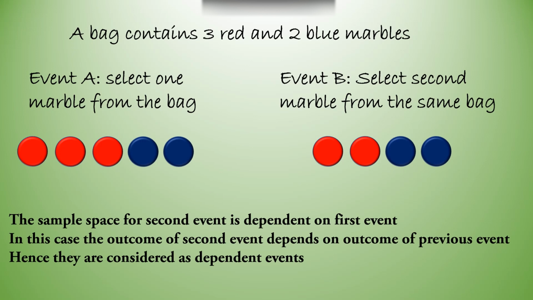To get a better picture about it, let's check this out. So there is one sample space that relates to event A, and the same sample space also relates to event B. That is the reason why the outcome of event B is actually dependent on the outcome of event A, because they both share the same sample space. Hence, these events are called dependent events.